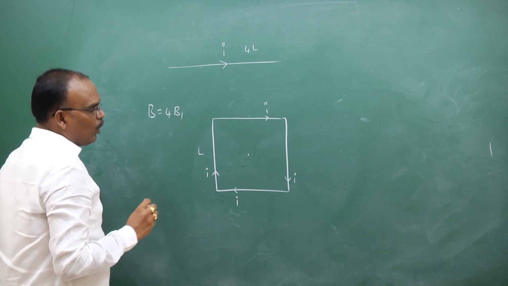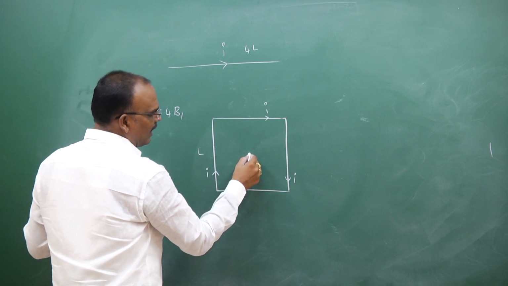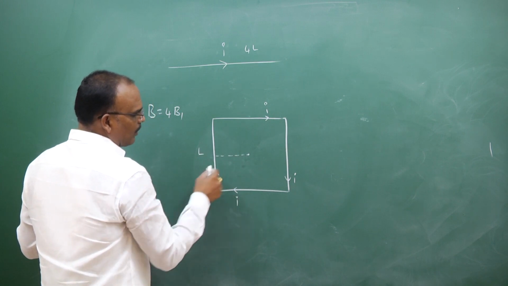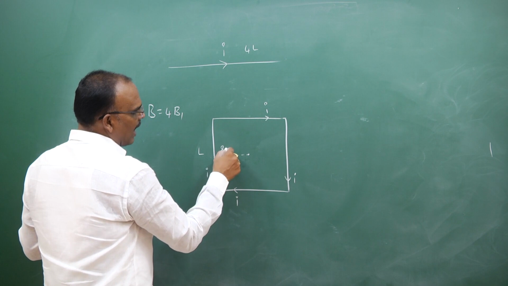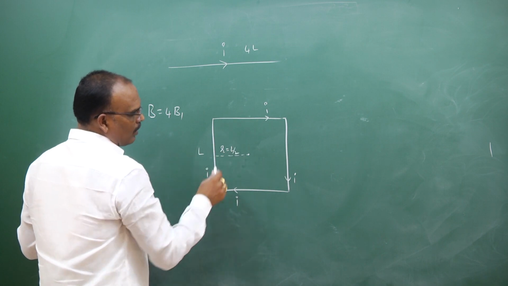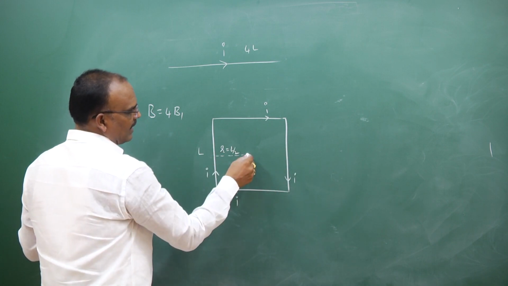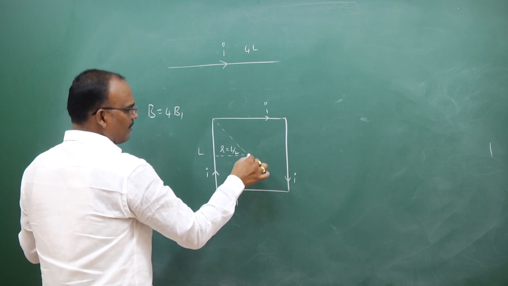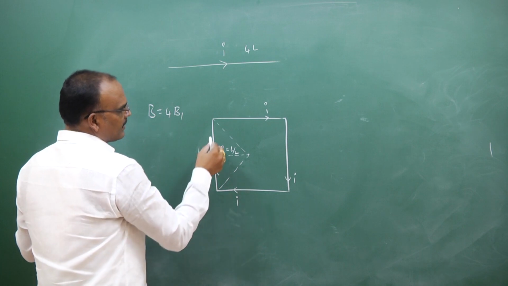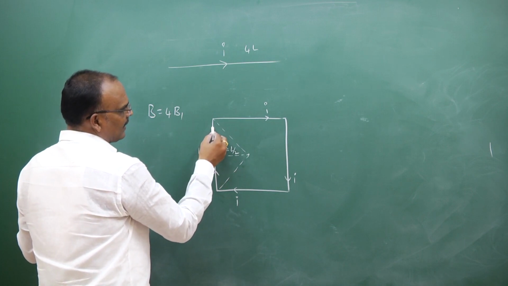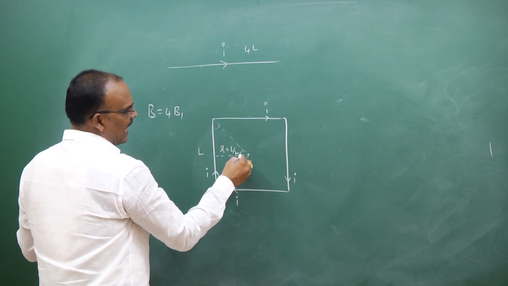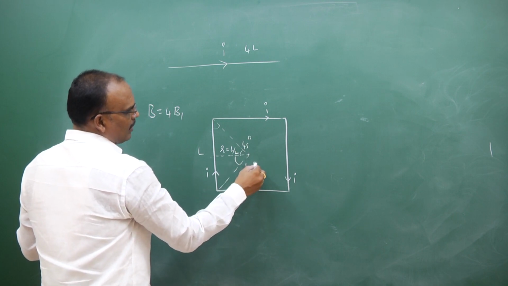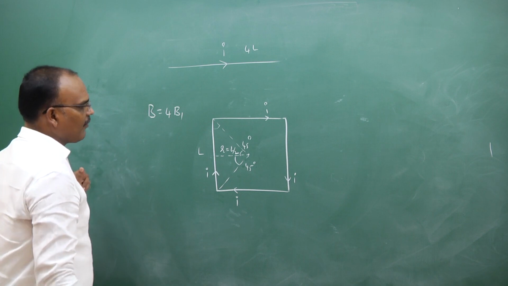What is the rule for calculating magnetic field at any point? The rule is to draw a normal onto a conductor. This becomes R. This R value is here L by 2 because the center is equidistant. Afterwards we have to join the ends. See here, the total angle is 90, so this angle is 45. This angle is also 45. That means alpha is 45, beta is 45.